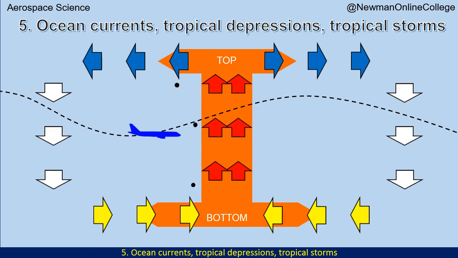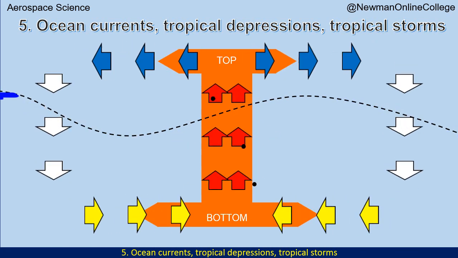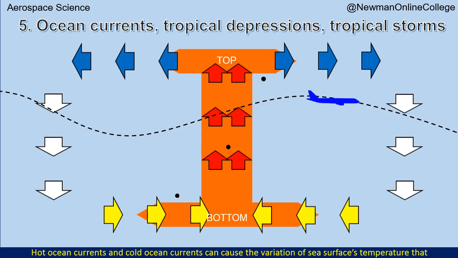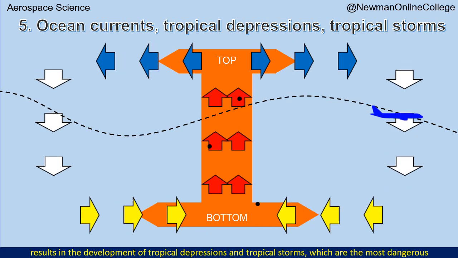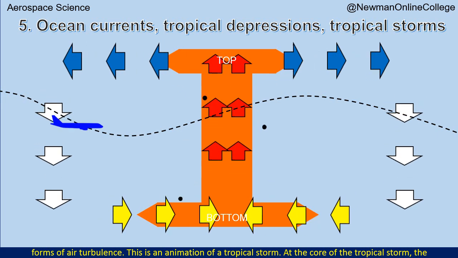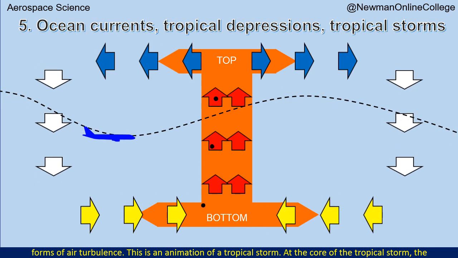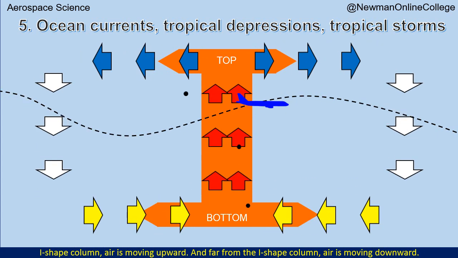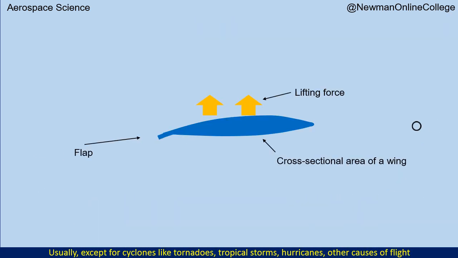5. Ocean currents, tropical depressions, tropical storms. Hot ocean currents and cold ocean currents can cause the variation of sea surface's temperature that results in the development of tropical depressions and tropical storms, which are the most dangerous forms of air turbulence. This is an animation of a tropical storm. At the core of the tropical storm, the eye-shaped column, air is moving upward. And far from the eye-shaped column, air is moving downward.